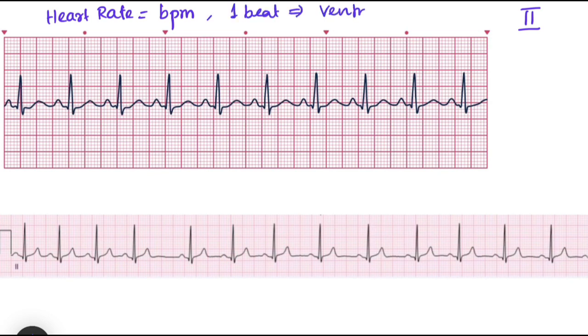Now heart rate is basically beats per minute. One beat is equal to ventricular contraction or ventricular depolarization, which is represented by an R wave. So each R wave over here represents one heartbeat. Now we have to calculate how many beats there are in 1 minute or 60 seconds duration. For that we will talk about the RR interval.